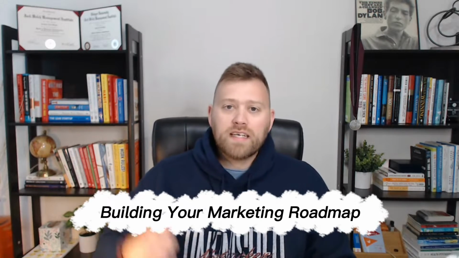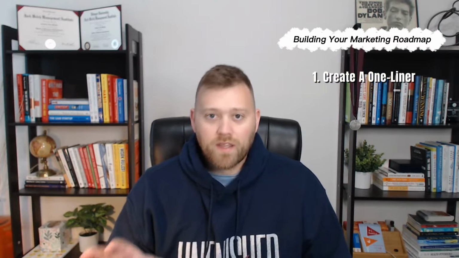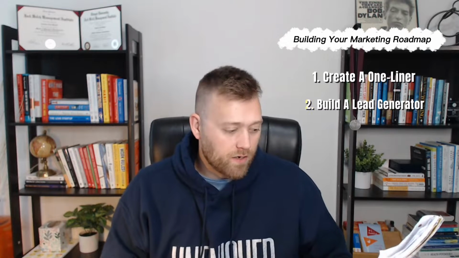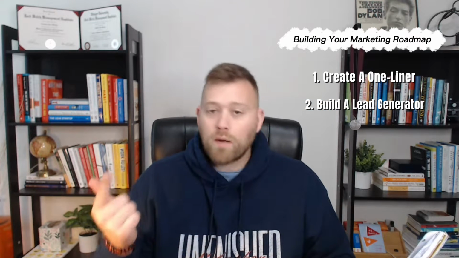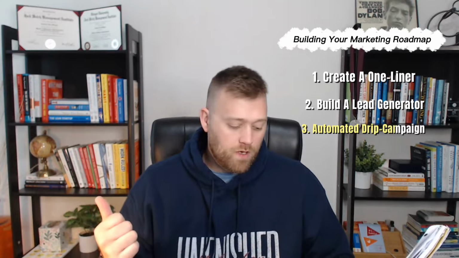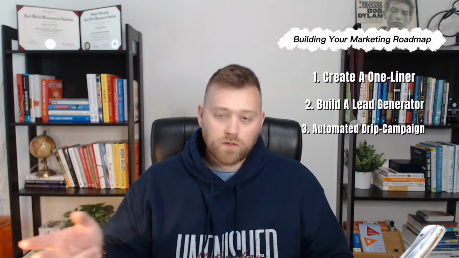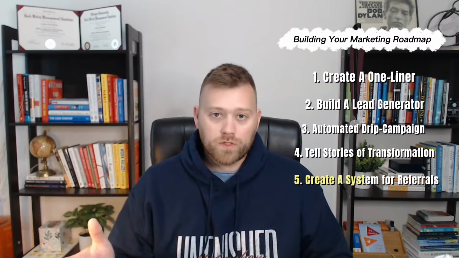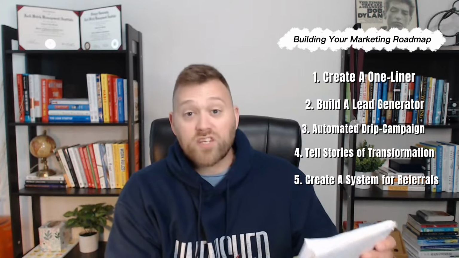So I'm going to go through the high level overview of this. There's really 5 categories of building your roadmap. First is your one-liner. You want to create a simplified message that people understand right off the bat, and we'll go through that in a little bit deeper detail in a moment. Your lead generator, your automated drip campaign, and then you want to collect and tell stories of transformations. And then you want to create a system that generates referrals. So let's go into detail on each one of these.